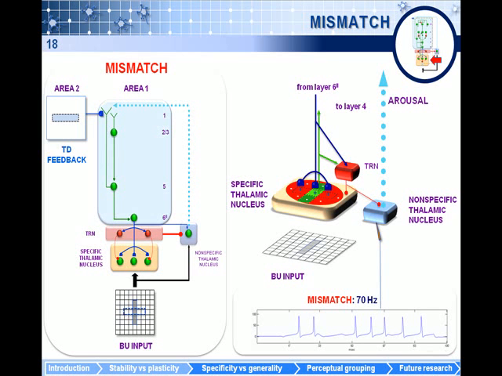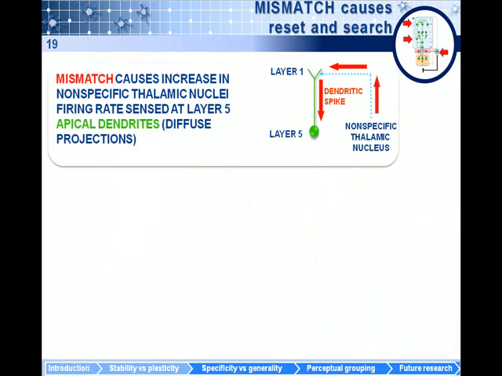whereas neurons that are mismatching only receive excitation from the bottom-up input, but they also receive inhibition from the expectation without the support of the top-down expectation, and that causes a reduction of activation in the thalamic nucleus. This reduction in activation in the thalamic nucleus is then sensed by the non-specific thalamic nucleus, which then projects to the superficial layer of the cerebral cortex, where it triggers a series of events that I will summarize very briefly here.